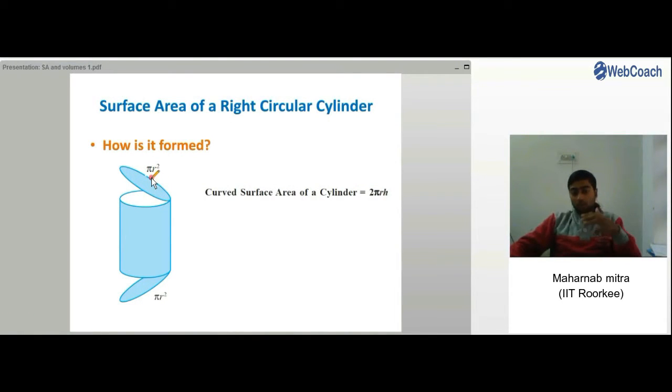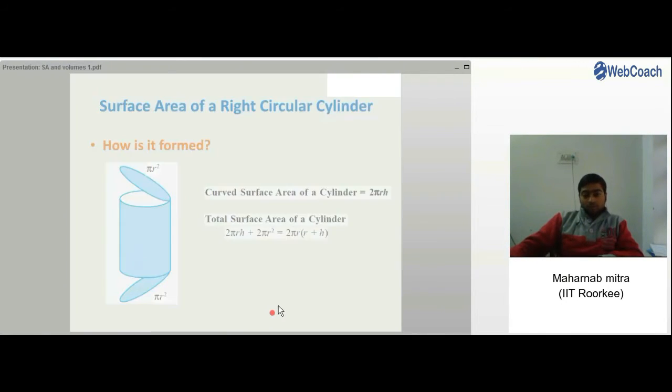And now in addition to that, we have two circular faces at the top and the bottom, and the area of the circular faces is obviously pi r square, right? Because they have radius r, so their areas will be pi r square. So the area of the top is pi r square, and for the base also the area is the same, pi r square. If we add these two areas to the curved surface area 2 pi r h, we will get the entire surface area or the total surface area of this closed cylinder.